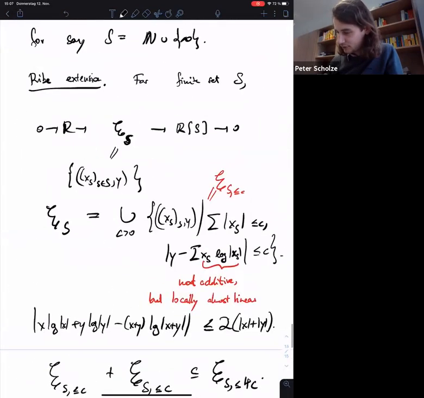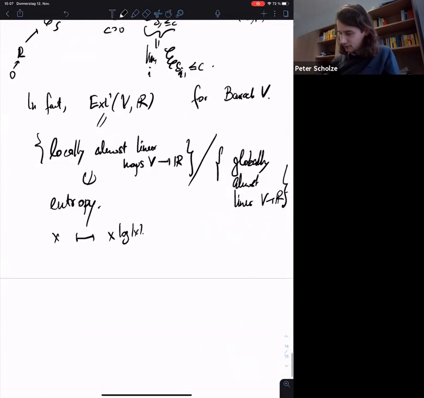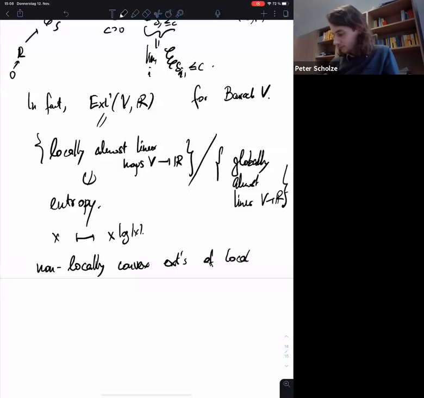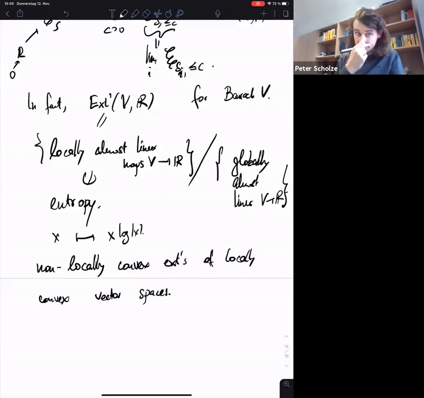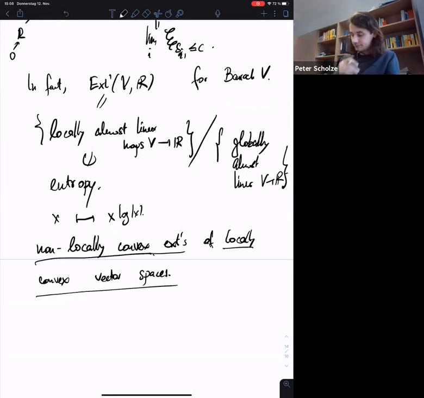So this is some kind of classical fact that was discovered, I think, in the 70s, that you can have these weird things where the extensions are not locally convex anymore. So non-locally convex extensions of locally convex vector spaces. And so this means that the setting of local convexity, you can't use this as a primitive thing if you want a really nice abelian category. Because by extensions you can leave the setting, you have to somehow start right off in a setting where you allow non-locally convex things.